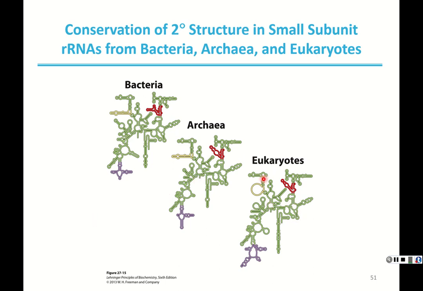Eukaryotes are a little bit longer, so you get longer pieces, like for instance here, and then maybe this loop's a little bit longer, and this red piece might be a little bit longer, but the overall shape of them is very similar, the overall secondary structure.